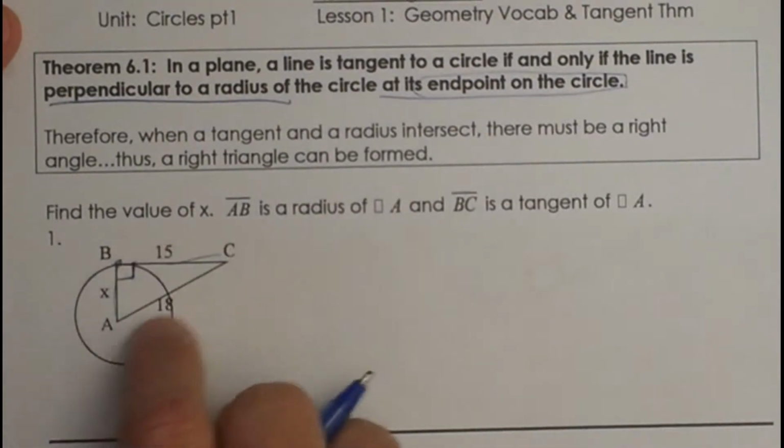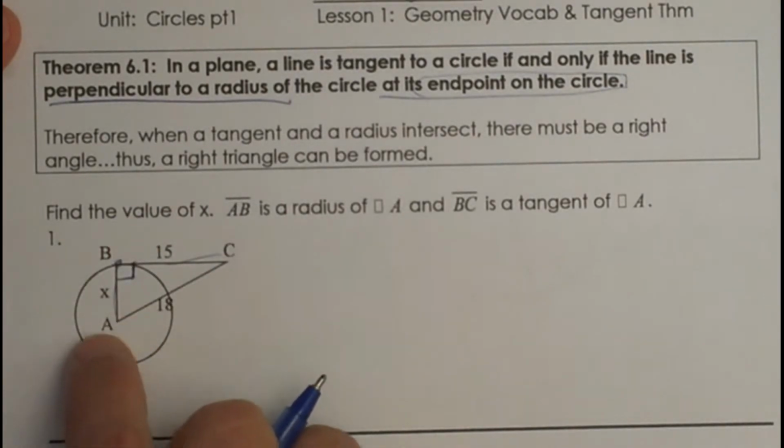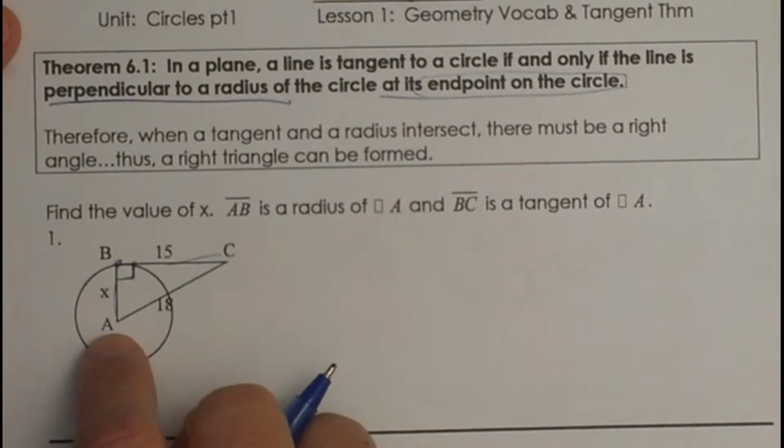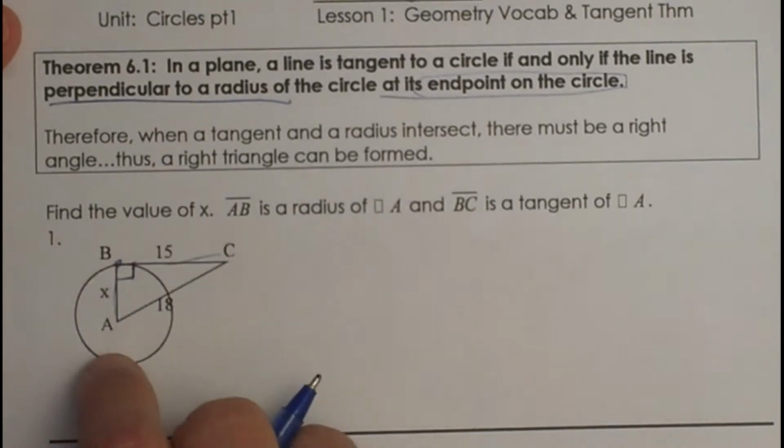Okay, once you draw that right angle in, you can see, oh wow, I have created a right triangle. So when you're dealing with tangents and circles, you're going to have right angles all the time. So make sure you draw those in and you look for right triangles.